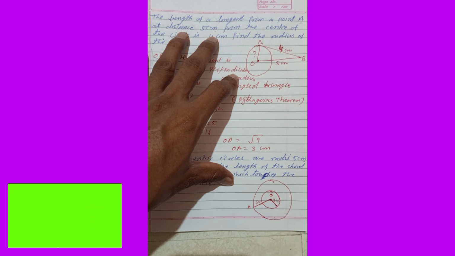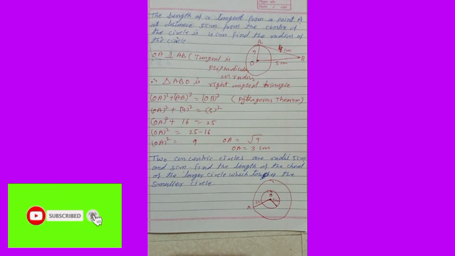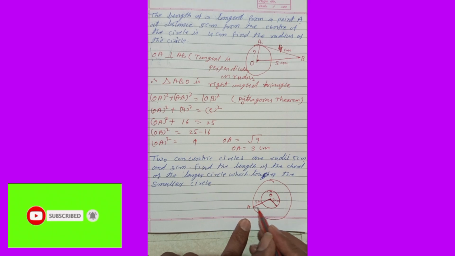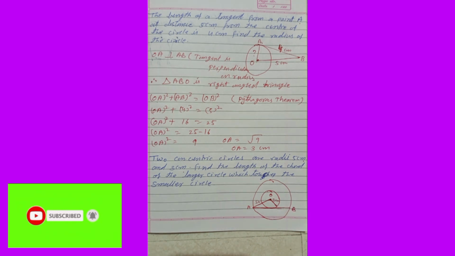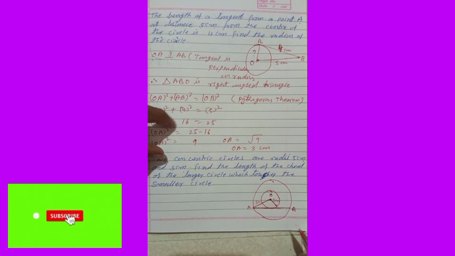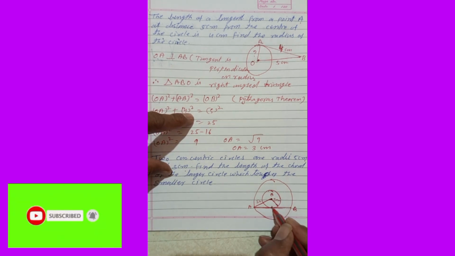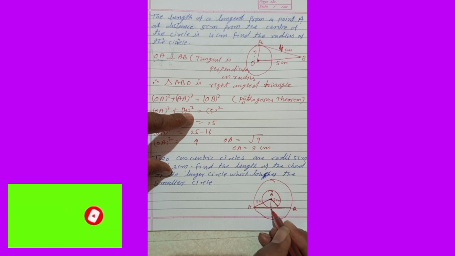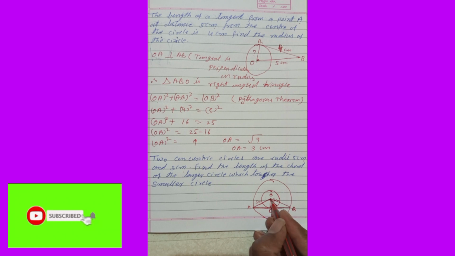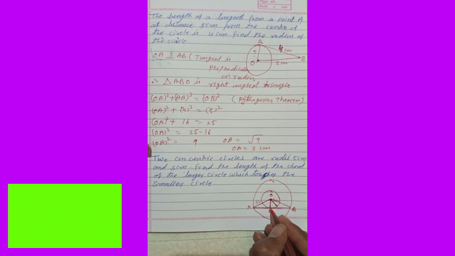It is telling that one chord is there which touches the smaller circle. Suppose that AB is a chord. Now we have to find the length of the chord. Suppose that I join here the point of contact, that is the point C, and I join O to B also. This is for showing purpose. This is the 3 centimeter, so this one is OC.